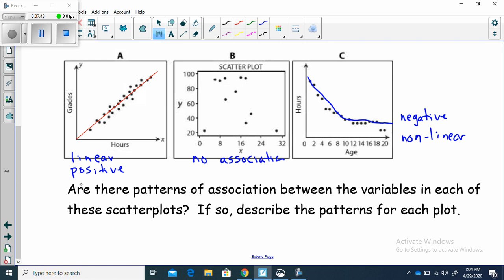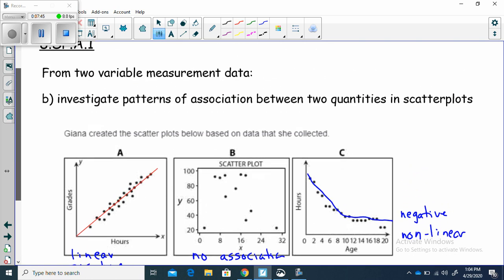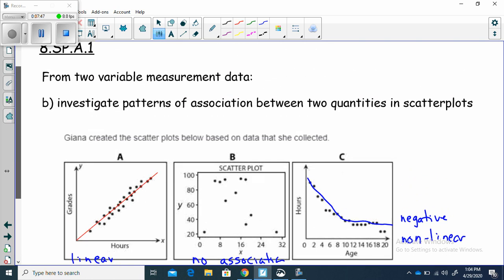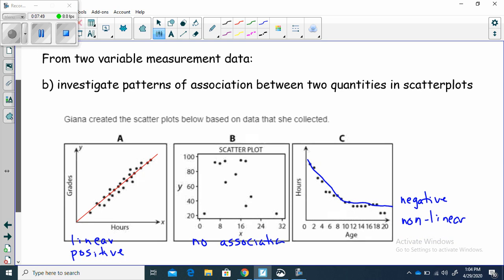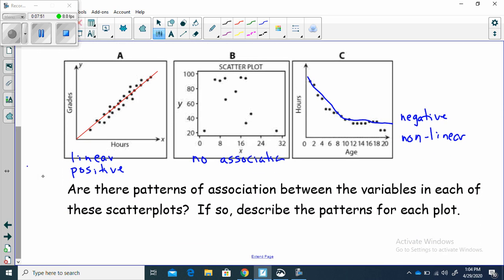Okay, so what have we done here? We have decided whether or not there was an association between the two variables, and we even just talked about what kind they were. And we'll talk more about linear, nonlinear, positive, negative in a minute.